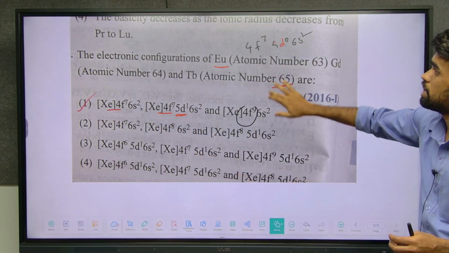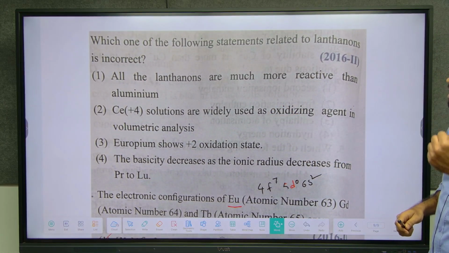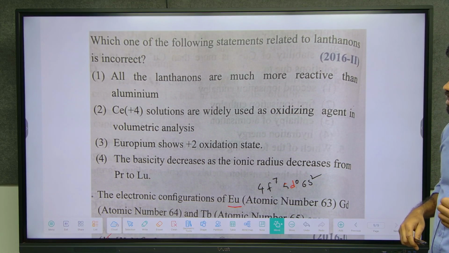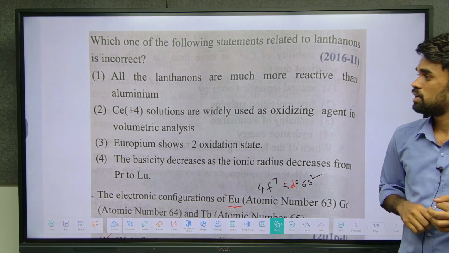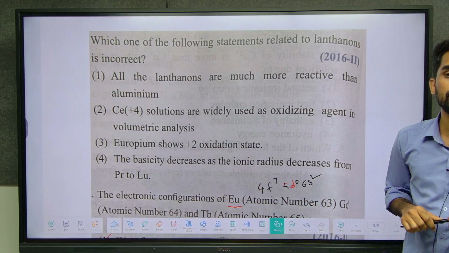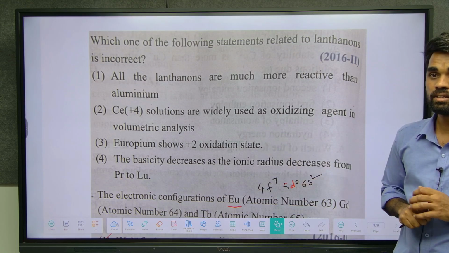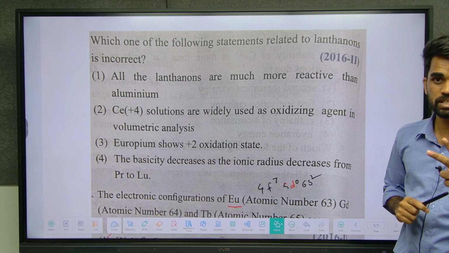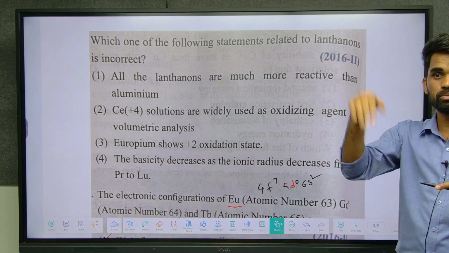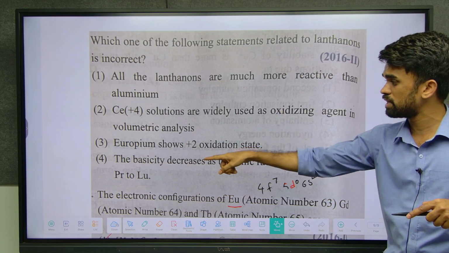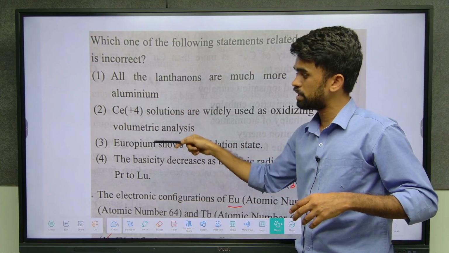Next thing, you try to answer this one. Incorrect statement. First read the second statement. Cerium plus 4 solutions are widely used as oxidizing agents. Perfect only, no? Next statement. Europium shows plus 2 oxidation state. Why? Because it is 4F7, 6S2. So remove the 2, plus 2. Perfect. Next one. Basic character decreases. This is also correct now. So 2, 3, 4 are correct.